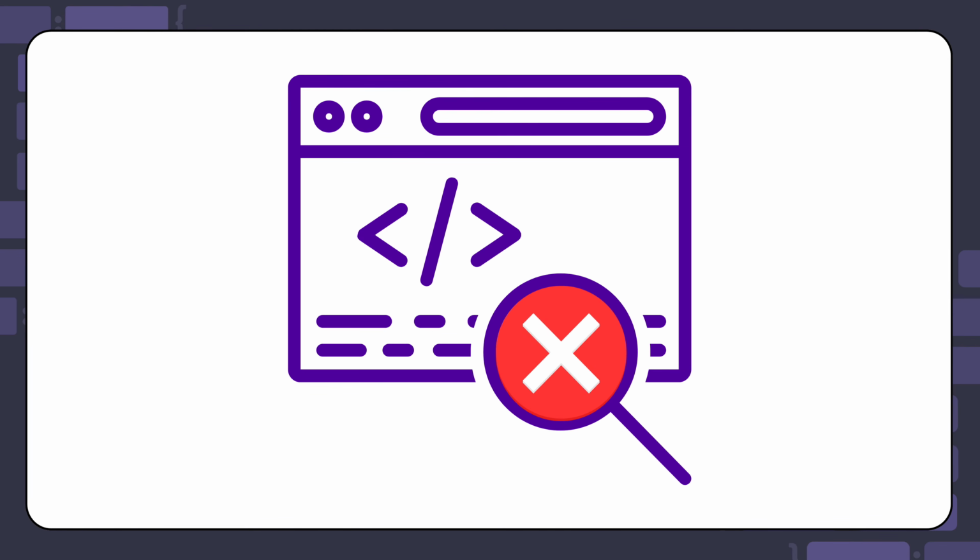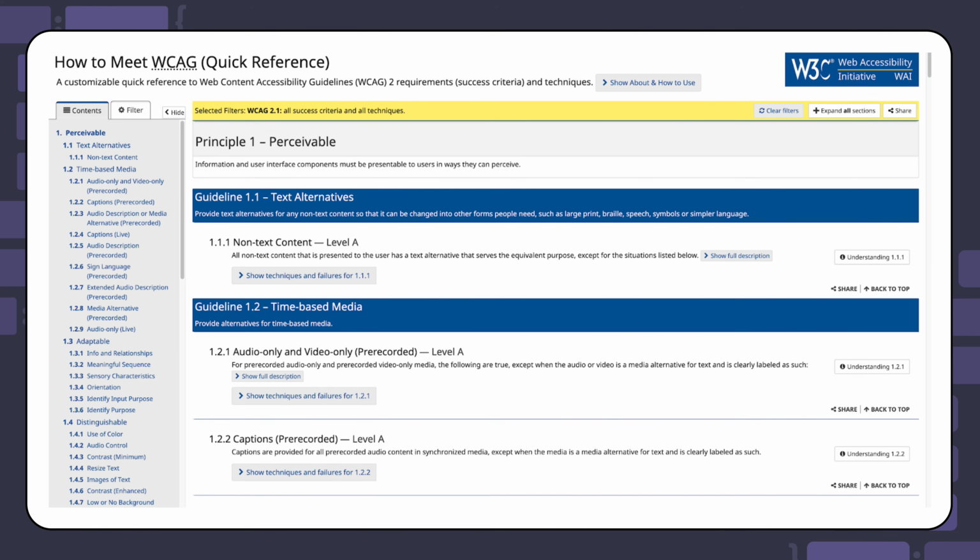If your content doesn't follow any one of these core principles, not everyone will be able to use your website. To check if you're following these guidelines correctly, you can access the quick reference of the World Wide Web Consortium. Here, you will find a comprehensive list of criteria and techniques.